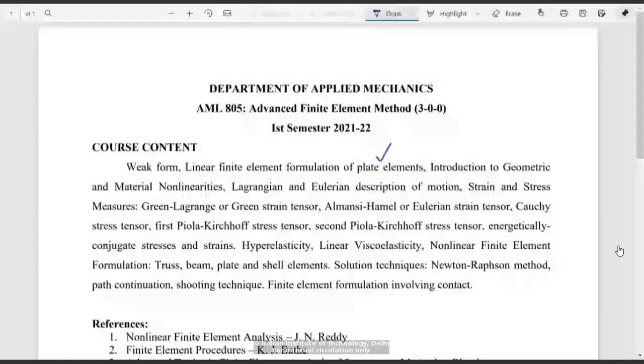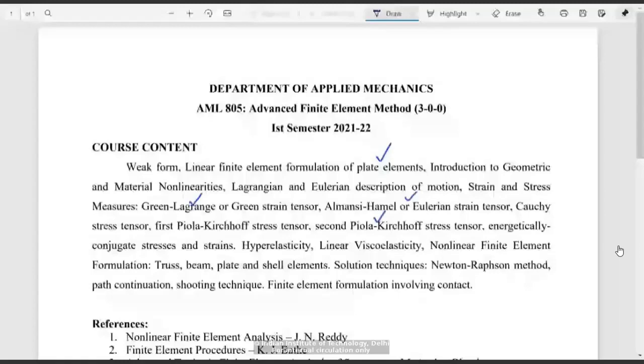So in the area of geometric nonlinearity, I will give you the basic background on Lagrangian and Eulerian description of motion. Then for large finite deformation, the strain and stress measures. In strain measures, I will talk about the Green Lagrange or Green strain tensor, and the Almansi-Hamel or Eulerian strain tensor. Then the Cauchy stress tensor, first Piola-Kirchhoff stress tensor, second Piola-Kirchhoff stress tensor.